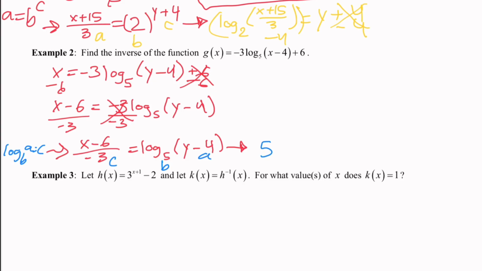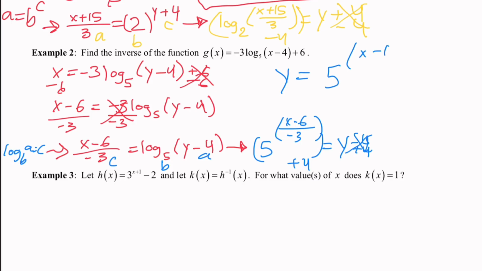Our b is 5 to the power of c, which is, that's quite messy, and then that equals a, which is y minus 4. Now we can plus 4 this entire thing, and then y is equal to 5 to the power of this plus 4. Then I will erase the y, because we have to put the correct thing: f to the negative 1 of x.